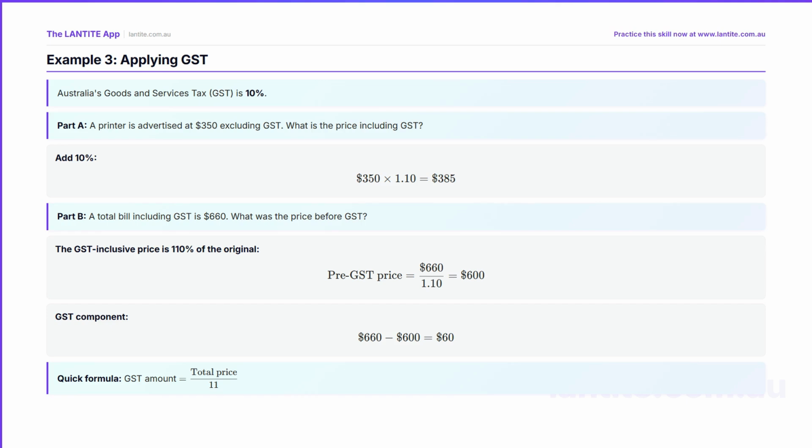A handy shortcut: to find the GST amount in a total, divide by 11. 660 divided by 11 is 60. That is the GST.